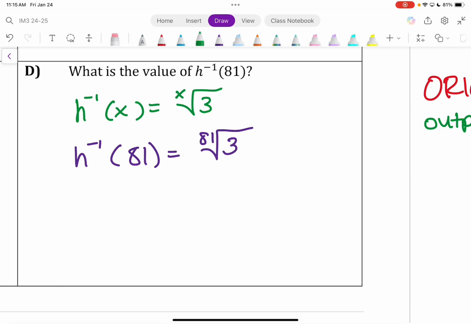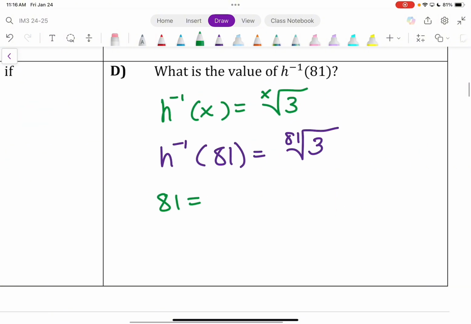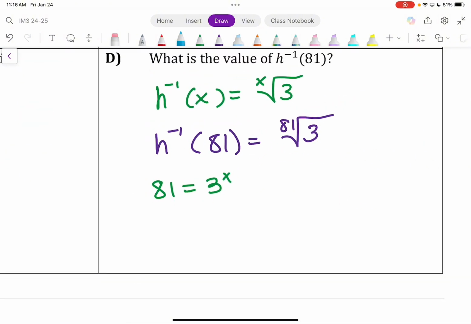Therefore, if 81 is an output of the original, can't I set 81 equal to 3 to the x, right? Where 81 represents the output and 3 to the x represents the original. Is that something that can be solved? 3 to the x equals 81.